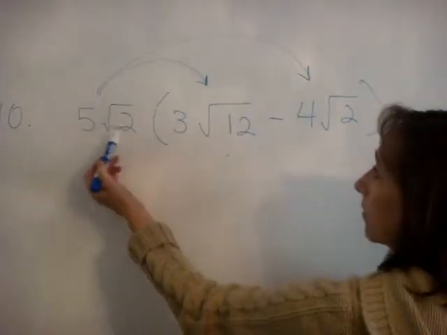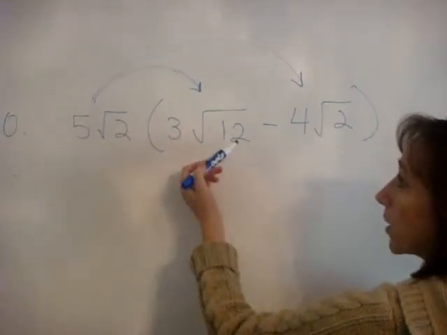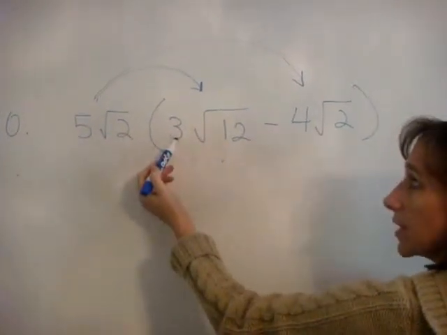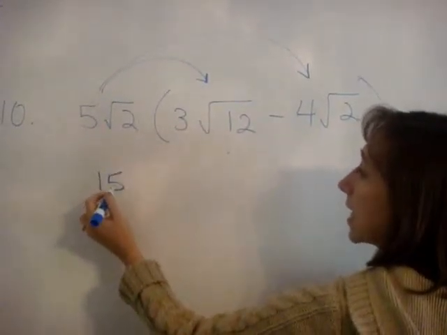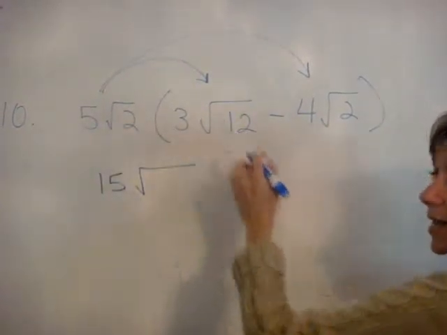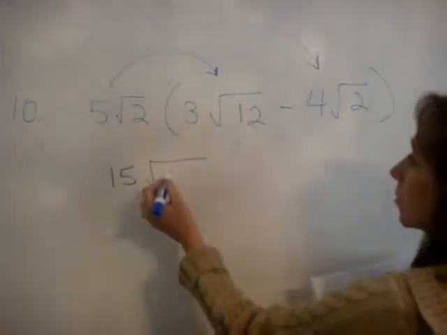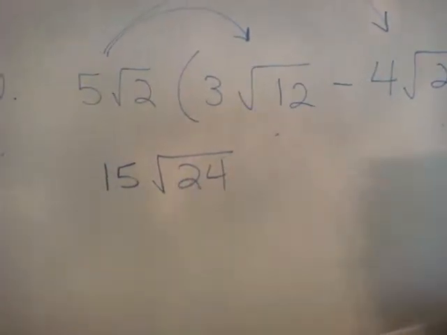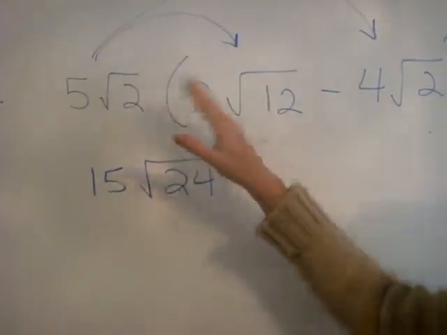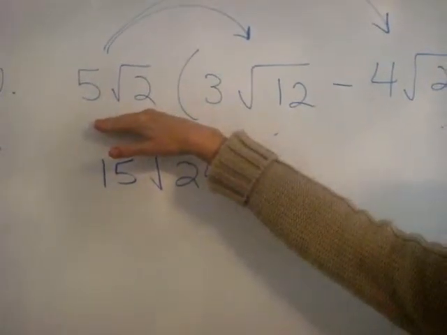When we take 5 square root of 2 times 3 square root of 12, we multiply the numbers together and get 15, and then we multiply what's underneath the radicals together. So square root of 2 times the square root of 12 is the square root of 24. So we distributed our first one. Let's distribute it to the second number.